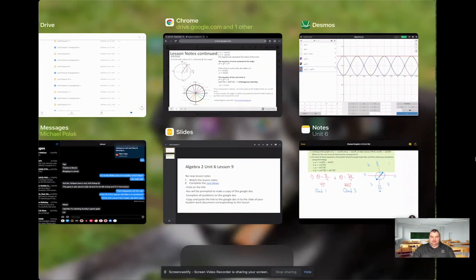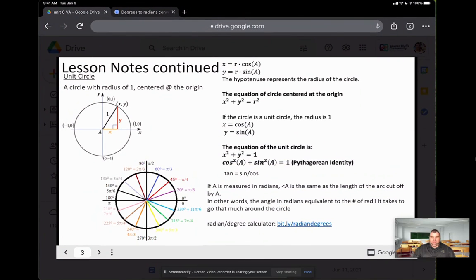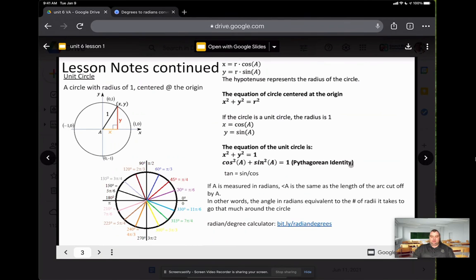In fact, if we go to our lesson notes, okay, that is known as what we call the Pythagorean identity. Cosine squared and sine squared, okay, is always, if we add those together, we're always going to get 1, because cosine, remember, goes with x, sine goes with y, and that's our equation of the unit circle.